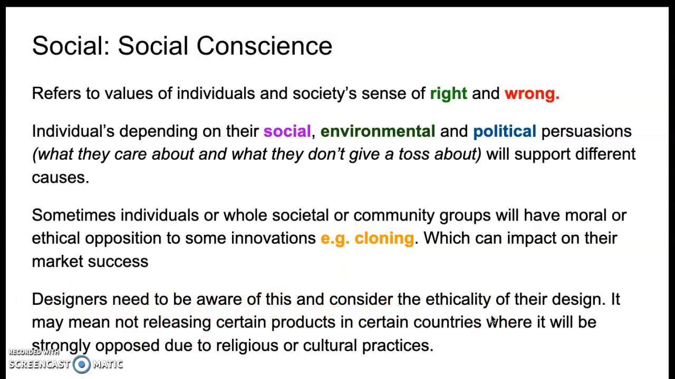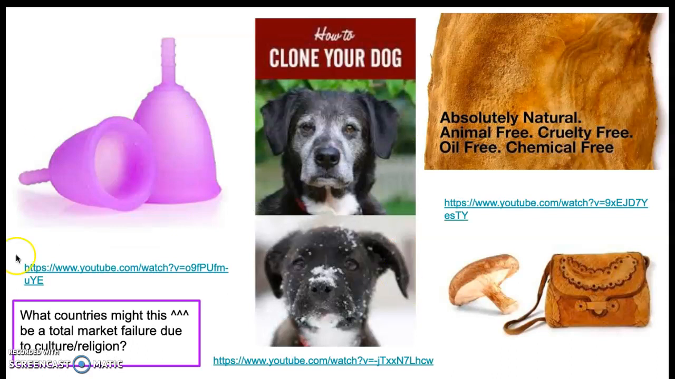It may mean not releasing certain products in certain countries, because some countries, depending on their traditional, ethical, religious requirements, might totally oppose that product because of religious or cultural practices. And so you can't just assume it's going to be successful everywhere, because every society has different moral or ethical persuasions. A perfect example there is a menstrual cup. In our society, this is something that's growing in popularity, on trend here in Australia and in Western countries because of the environmental trends.